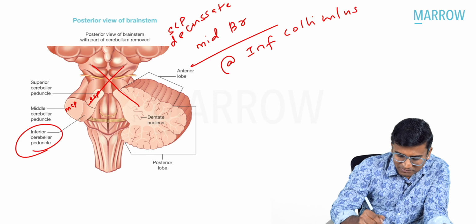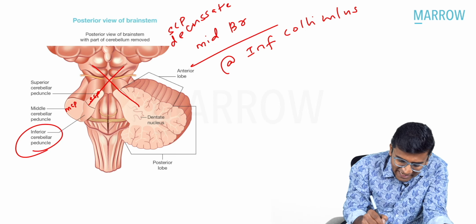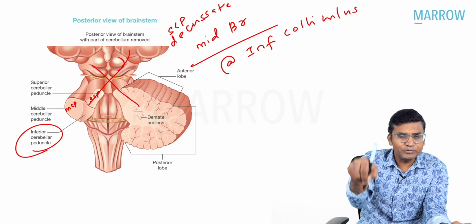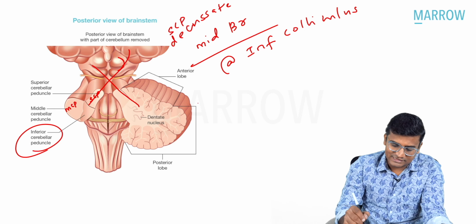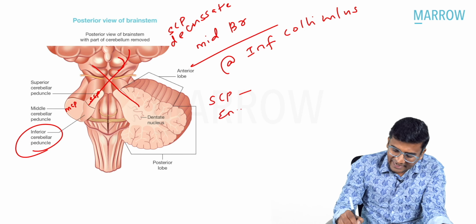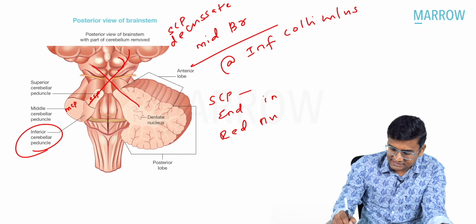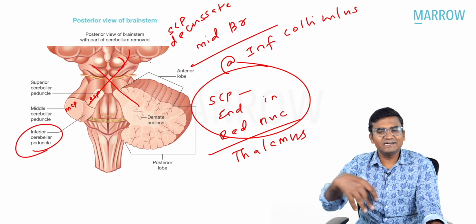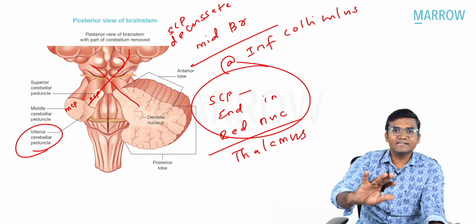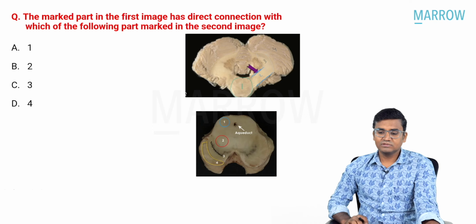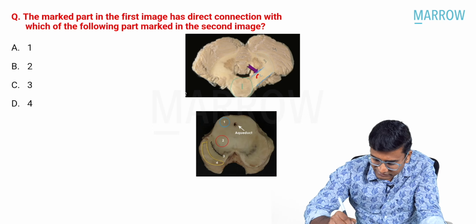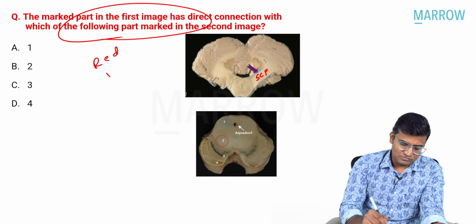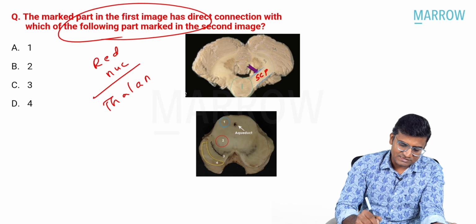In 2021, the question was where the superior cerebellar peduncle ends after decussation. They go to the red nucleus and they also go to the thalamus. So the superior cerebellar peduncle ends in the red nucleus and thalamus. The same question was asked in a different way. Instead of asking a theory question, they gave two images and asked this question. Now see the diagram. In the first image, this is our superior cerebellar peduncle. It ends in, we know the answer, the red nucleus. The next one is the thalamus.